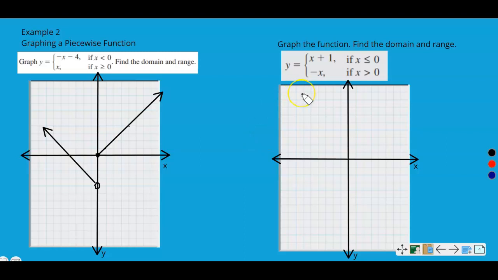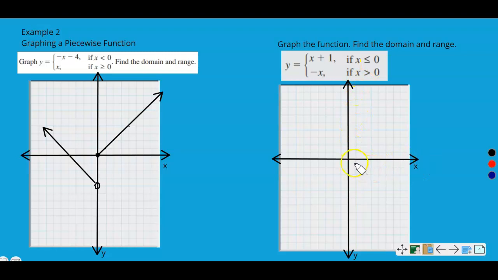Alright, this is piecewise functions continued. We did example 1 and part of example 2 in the previous video. So we're going to start here where it says graph the function, find the domain and range. So y equals x plus 1 if x is less than or equal to 0.